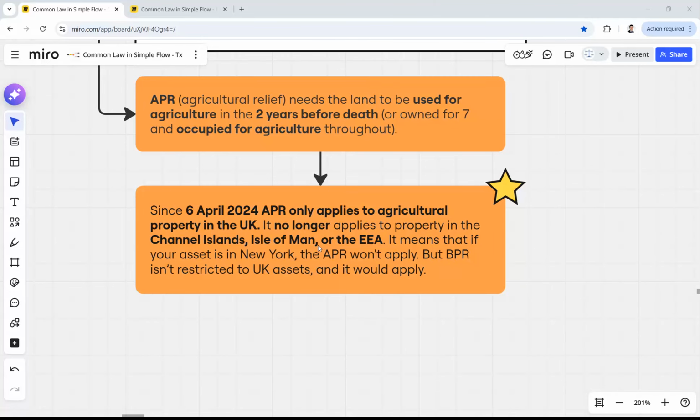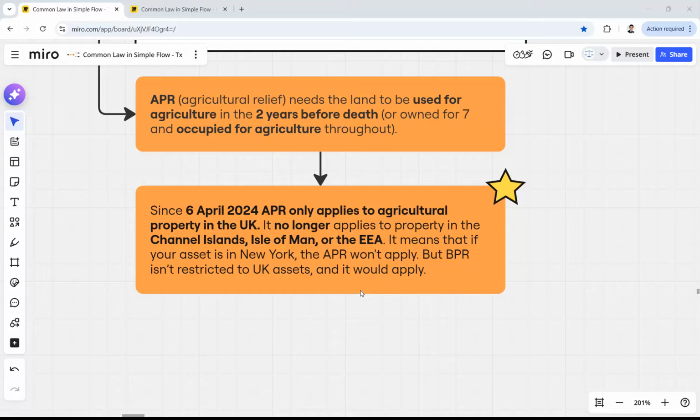Since 6th of April 2024, APR only applies to agricultural property in the UK. So this is only about UK land. It no longer applies to property in the Channel Islands, Isle of Man, or the EEA. It means that if your asset is in New York, the APR won't apply. But BPR isn't restricted to UK assets, and it would apply. So if you have a business outside of the UK, the relief will still apply. But for agricultural purposes, only agricultural land in the UK can trigger the APR.